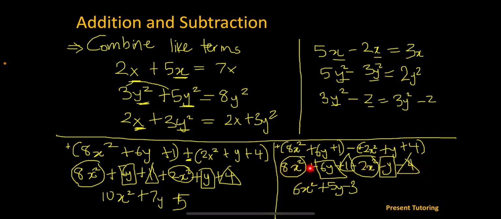So again, I'll circle my like terms and put different shapes. I'll assign different shapes to my different like terms so I can move ahead with the arithmetic. So if I do 8x squared minus 2x squared, I'll get 6x squared, 6y minus y, 5y. And then if I do 1 minus 4, that's how I got minus 3.